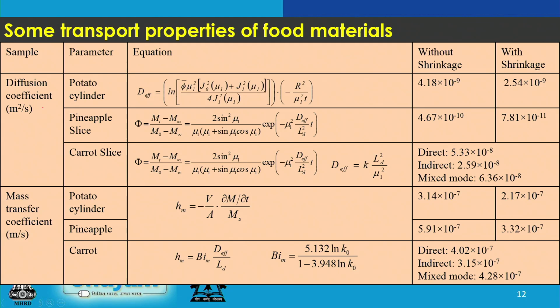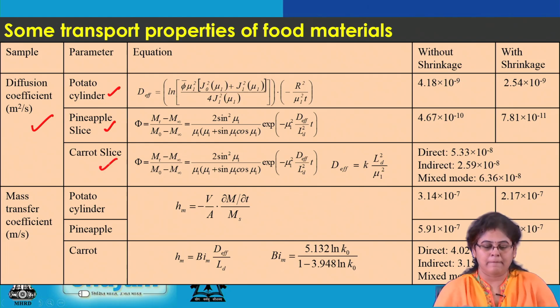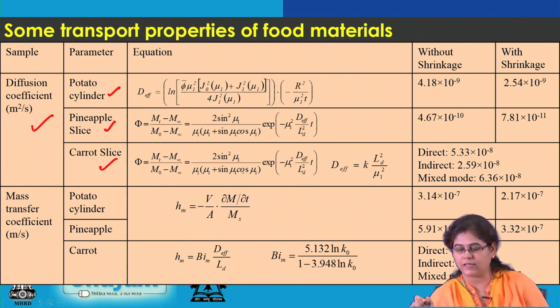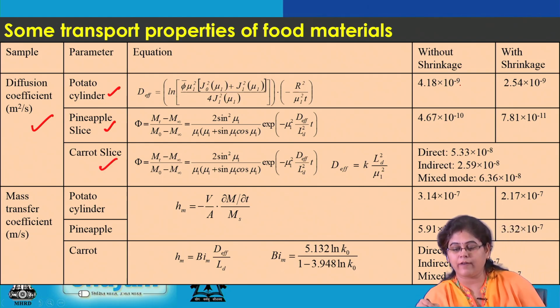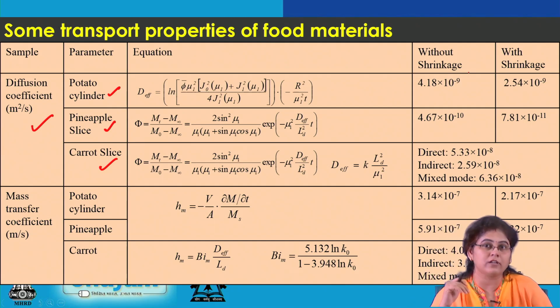For model development, the input parameter to the model for moisture transfer mechanism is the diffusion coefficient, where for different shape and size of food materials, the values along with the used equations are being presented here. Let us say for potato cylinder, pineapple slice, carrot slice, the diffusivity values are being presented, and again the values are calculated by considering the shrinkage phenomenon and without considering the shrinkage phenomenon.